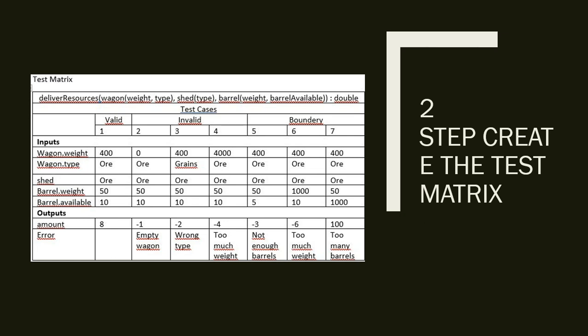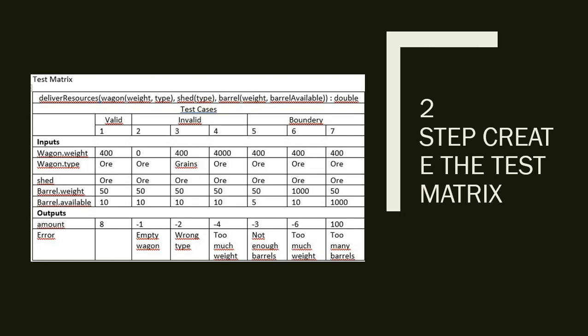All right, so the second step is to create the test matrix. Basically we create a table, and we're going to define first the name of the method and its inputs. Inside the parentheses, we have the wagon object, a shed object, and the barrel object. We need the weight and type of the wagon, the type of the shed, and the weight and number of barrels available in the barrel object. Right after that, we define the returning value of this method.